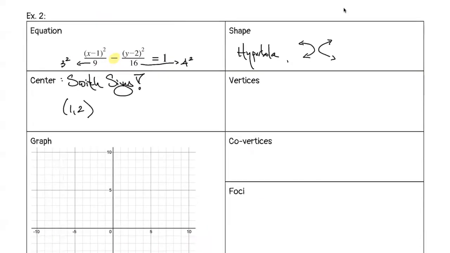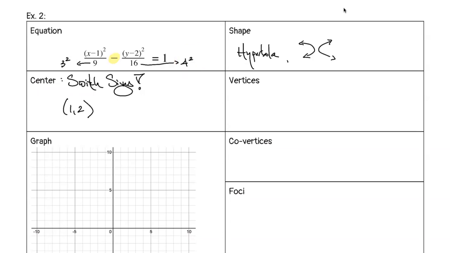Now, if we were looking at an ellipse, would you think that the 3 or the 4 tells you about the vertices? Yeah, I think one of the points we talked about on Wednesday of last week was that the bigger number tells us about the vertices.